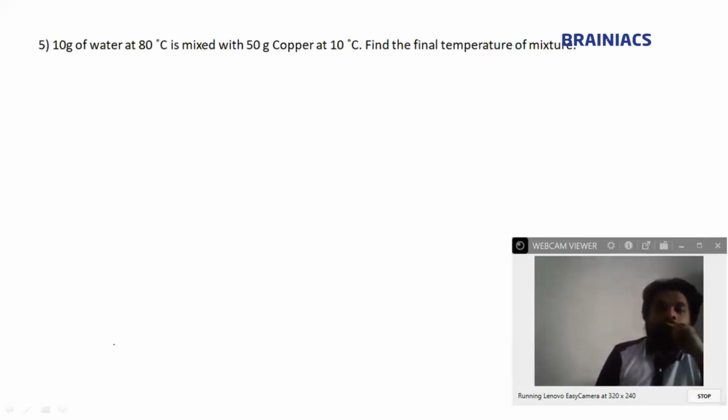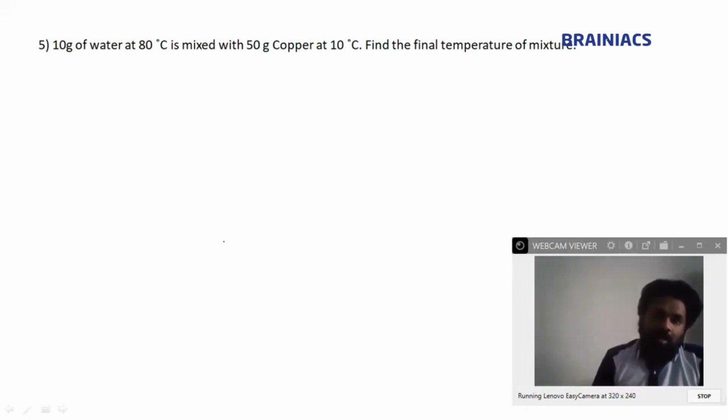Now here, this is mixture. 10 gram of water at 80 degrees Celsius is mixed with 50 gram of copper at 10 degrees Celsius. Find the final temperature of the mixture.